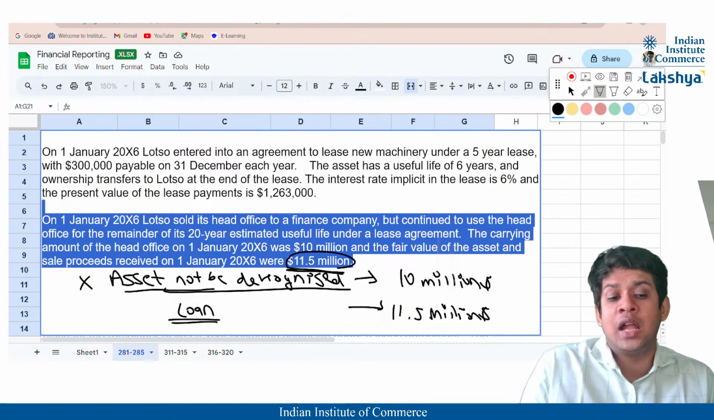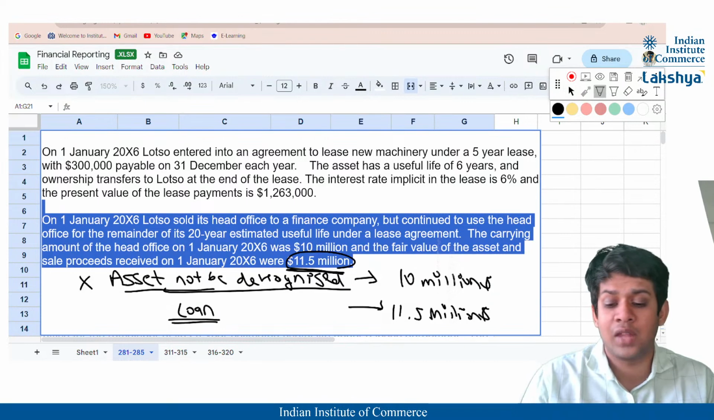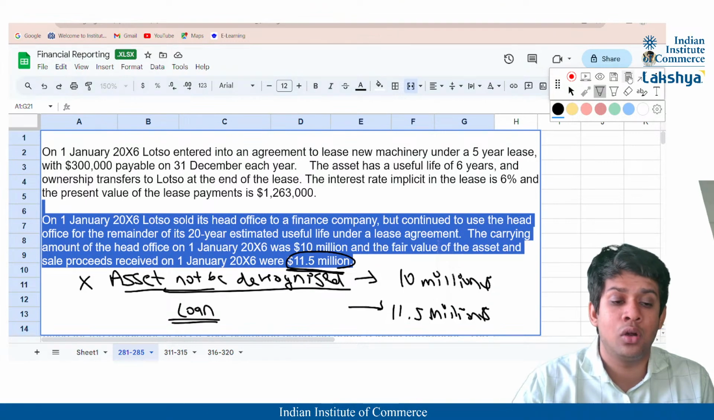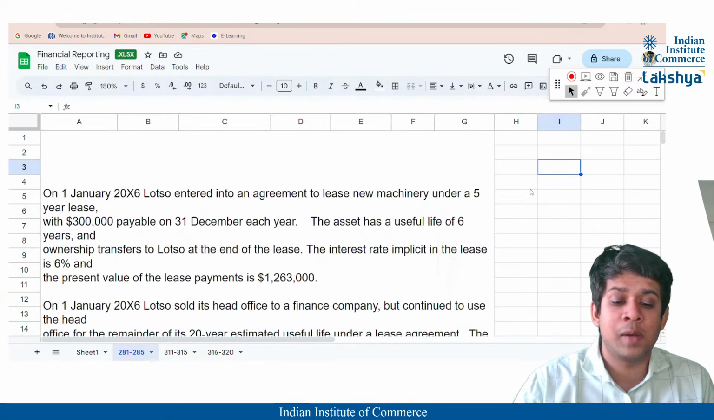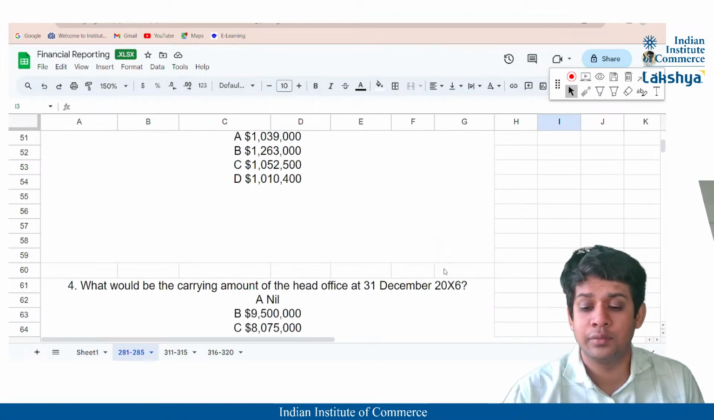So even if I sold it, if I have not de-recognized my asset, how can I claim the money I've received as a revenue or as a profit? I cannot do that, right? So I will treat that money as a loan, though in reality I've sold it. They've paid me 11.5 million, so I will treat it as a loan. Okay. I hope this part is clear to you all. Now let us look at the question.